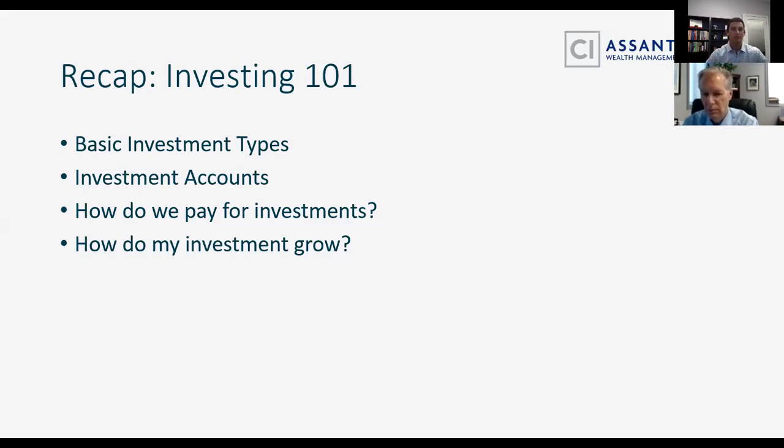There's also alternatives, which can serve many different purposes depending on what they are. And then ETFs and mutual funds, which are packages of different investments, which their goals, once again, can vary depending on how they're set up.